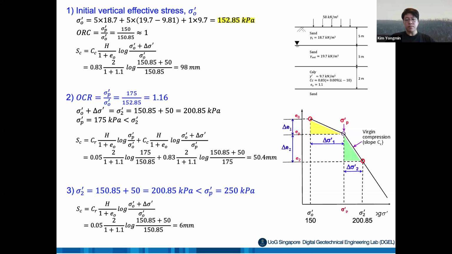But when you have normally consolidated clay, your settlement is quite significant. And the other one, OC, is the middle way.